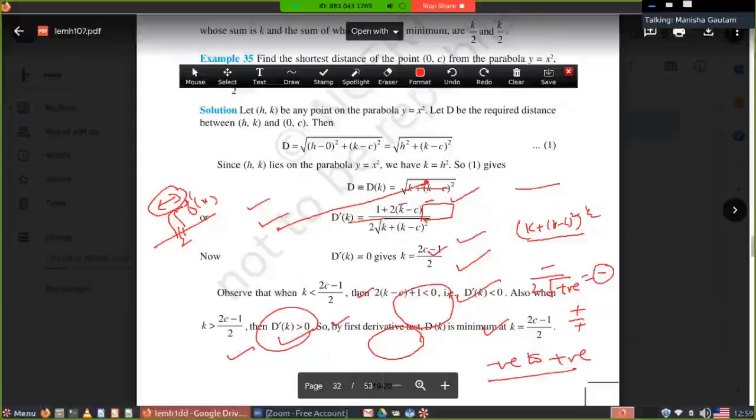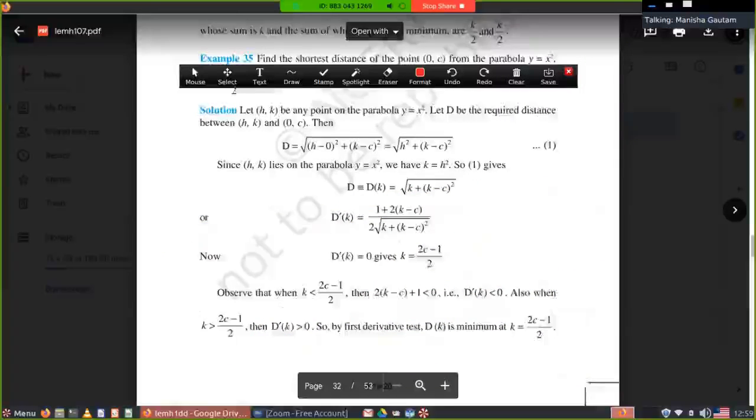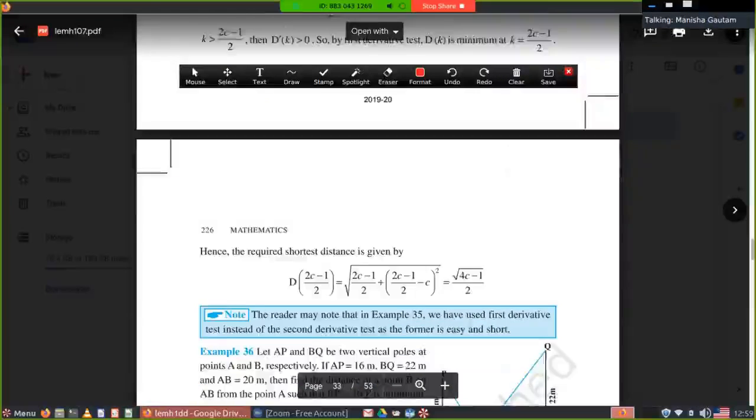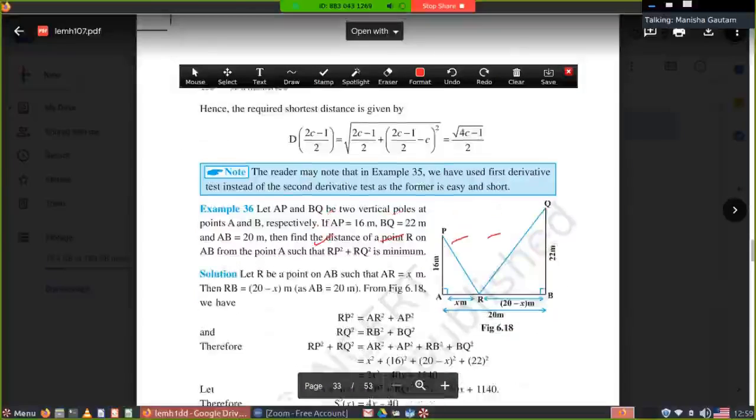So the sign is moving from negative to positive. It means the minimum will be there at the point k is equal to (2c minus 1) upon 2. What is the distance? Put this value of k in the distance formula. You will get the distance. Let's see what the distance is. Put the value, k is given to you, and you will get the distance. Okay. Now example number 36.